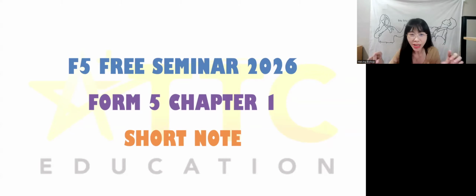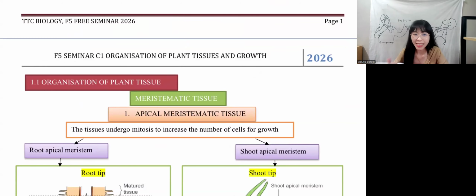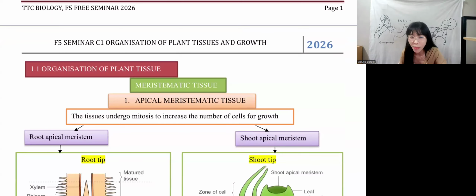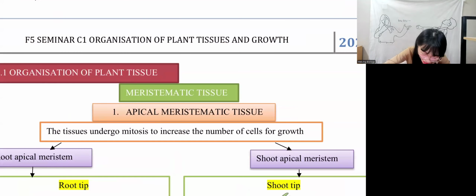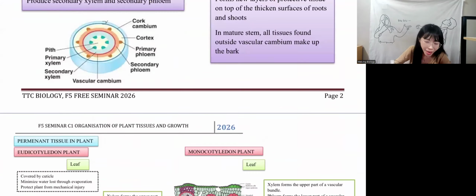Okay, next, we have to learn about the organization of plant tissue. What is the organization of plant tissue? We have to learn about meristematic tissue and also permanent tissue. What does meristem mean? Meristem means young plant cell. We also have permanent tissue. What does permanent tissue mean? It means mature tissue. So we have young plant cells and mature tissue. We have two different types of tissue.